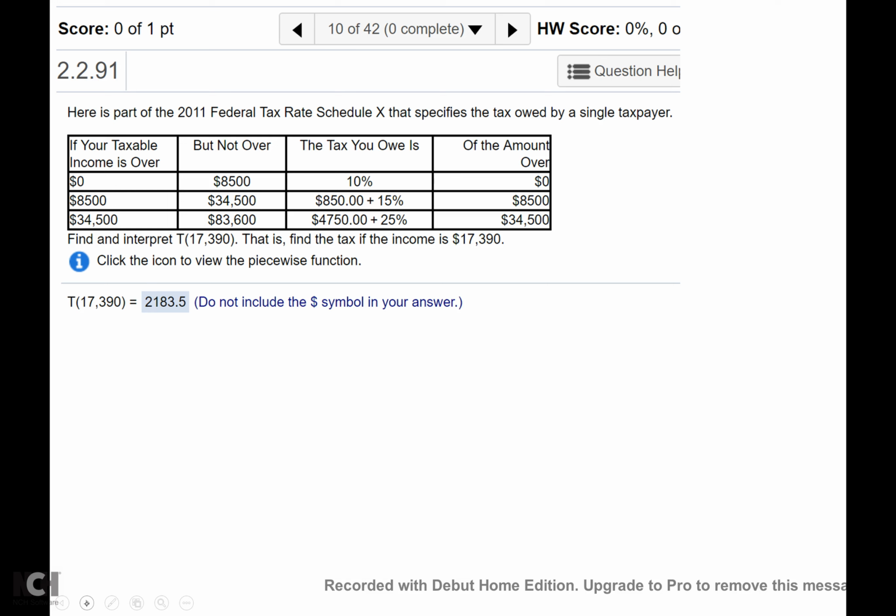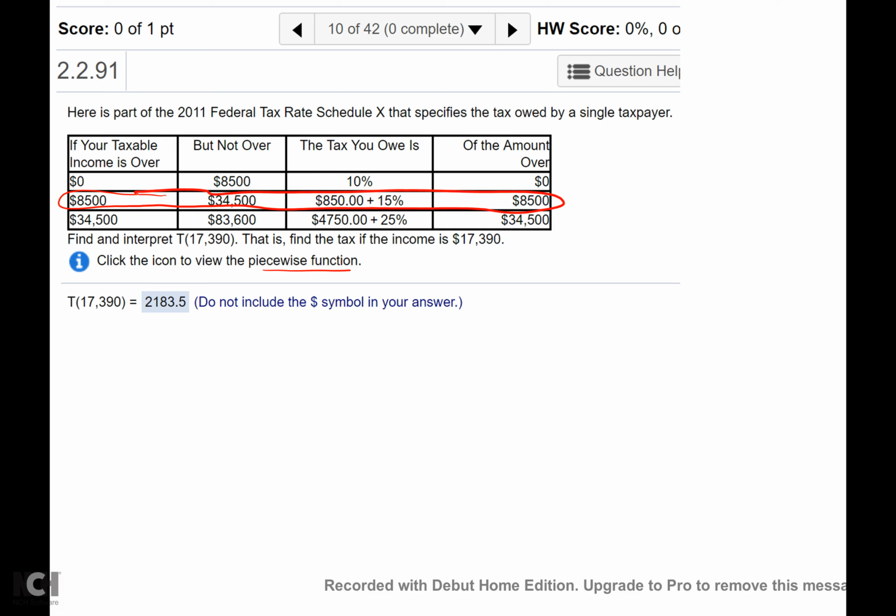I'll click the icon to view the piecewise, and I didn't click it, sorry. So apparently they wrote it in a piecewise function for us. But at any rate, T of 17,390 is going to be in this bracket, because 17,390 is between 8,500 and 34,500.